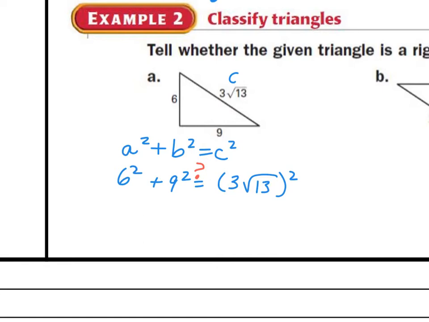These ones we should have memorized. What's 6 squared? 36. Thank you. What is 9 squared? 81. Okay. Now, this is power to power, if you remember rules of exponents. So this actually is 3 squared times root 13 squared. What's nice about this is that the squared and the square root actually cancel out. So you are left with 3 squared is 9 times 13.